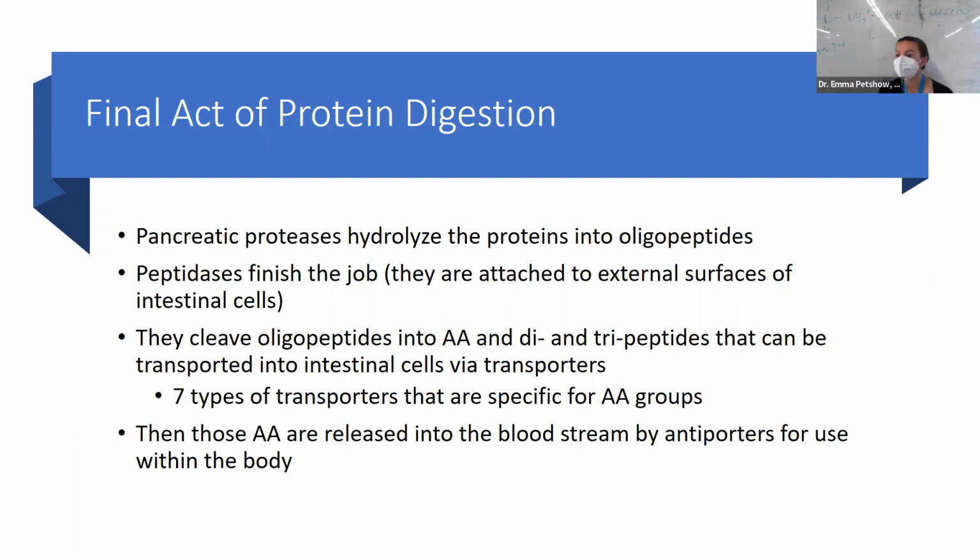There are 7 different types of transporters specific to amino acid groups. You don't need to know them for the exam. Don't put them to memory. But know that specific amino acids are transported through specific amino acid transporters. So there is some specificity to it.